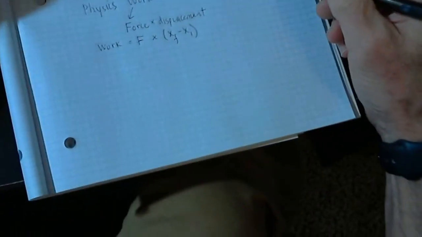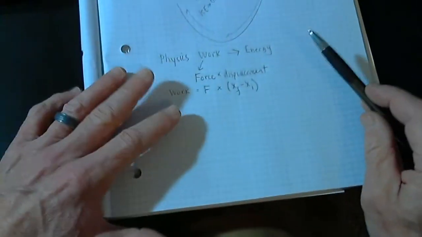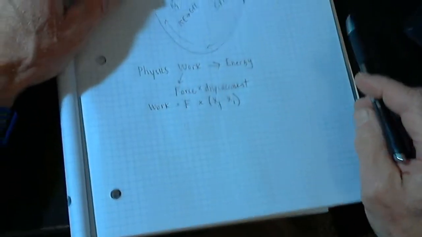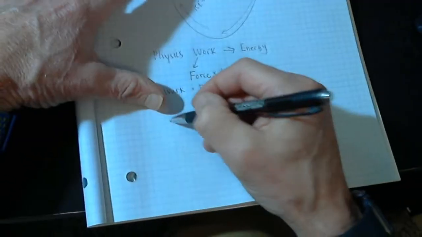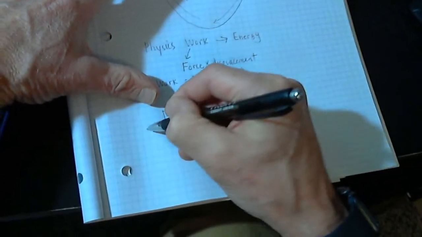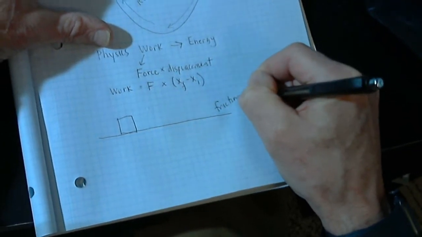Like I said, in a more advanced class we also have to get in cosine theta, but don't worry about that for now. Let me give you the lowdown here. Let's say we have maybe an object on a flat surface, and let's say we're dealing with a friction-free surface.